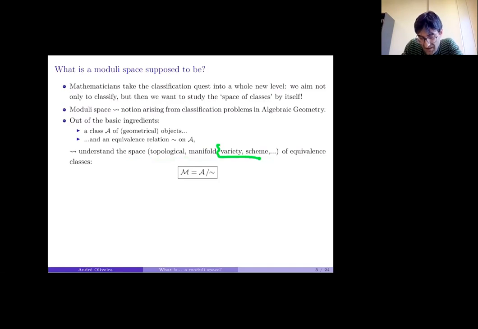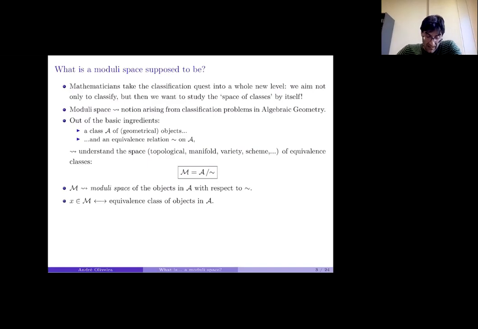So let's forget all these finer structures which arise in algebraic geometry, and let's stick to a topological space or manifold, okay? So this is going to be our moduli space of objects in A with respect to the given equivalence relation. And so each point in M corresponds uniquely to an equivalence class of objects in A, okay? So we're going to see examples of this. Basically, all the talk is going to be about examples.